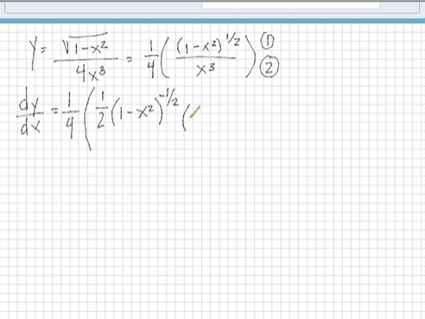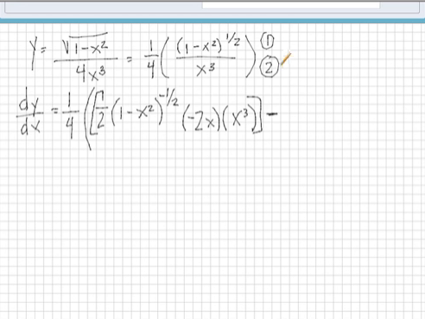This negative doesn't get dropped. It's considered a constant. We're going to pull the 2 down and then reduce the value of the exponent by 1. And this is the derivative of the first. We also have to multiply by the second, so we're going to tack on an x cubed. So that becomes our entire first term.